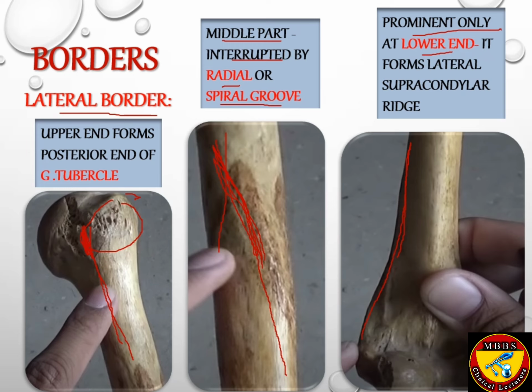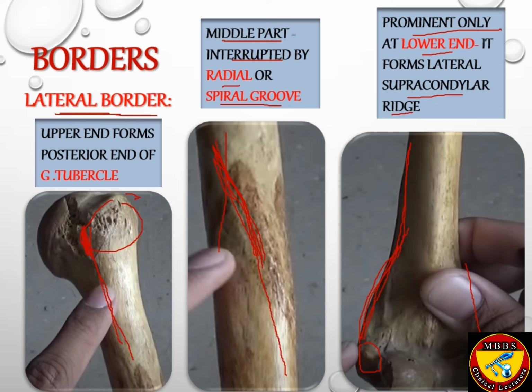It forms the lateral supracondylar ridge. This is the lateral condyle. This way will be the medial condyle. Above the lateral condyle is a sharp margin that is called the supracondylar ridge, the lateral supracondylar ridge. Here will be the medial supracondylar ridge. So the lateral supracondylar ridge is formed by the lateral border.